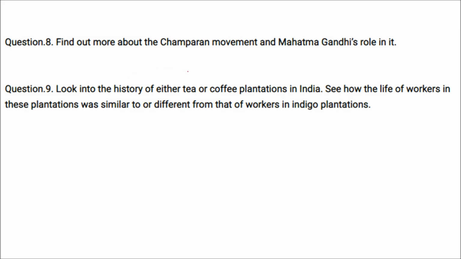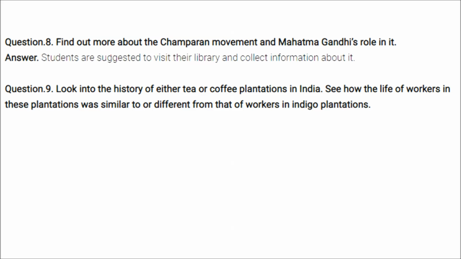Find out more about the Champaran movement and Mahatma Gandhi's role in it. We have already seen this. I just request you to get more information and write in your own words. Next, look into the history of either tea or coffee plantations in India. See how the life of workers in these plantations was similar to or different from the workers in indigo plantations. Again, I would request you to do it by yourself.